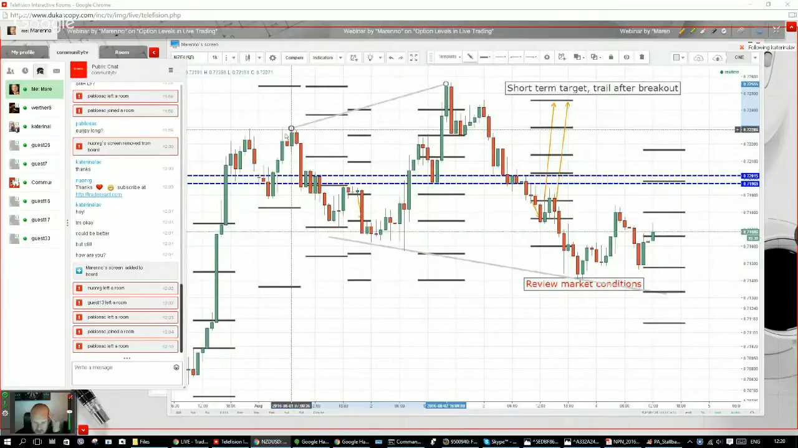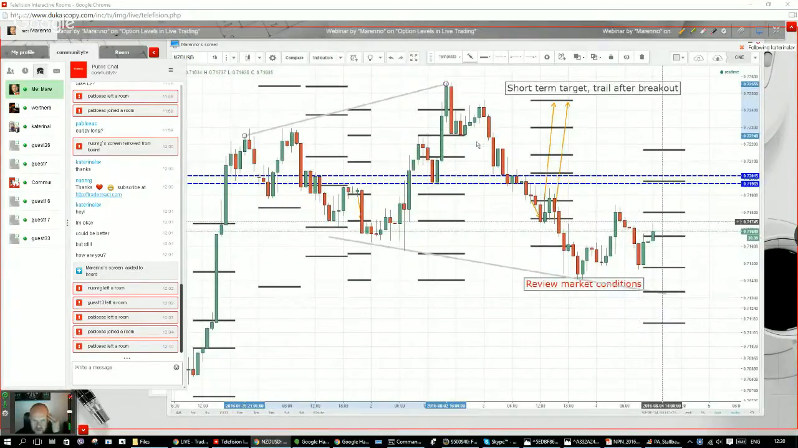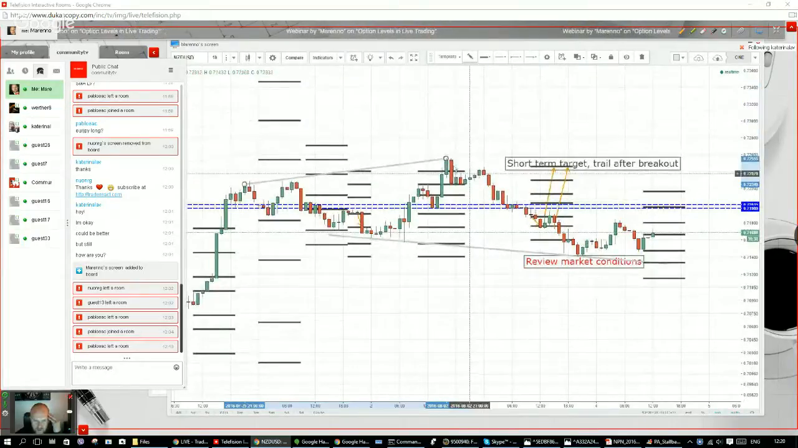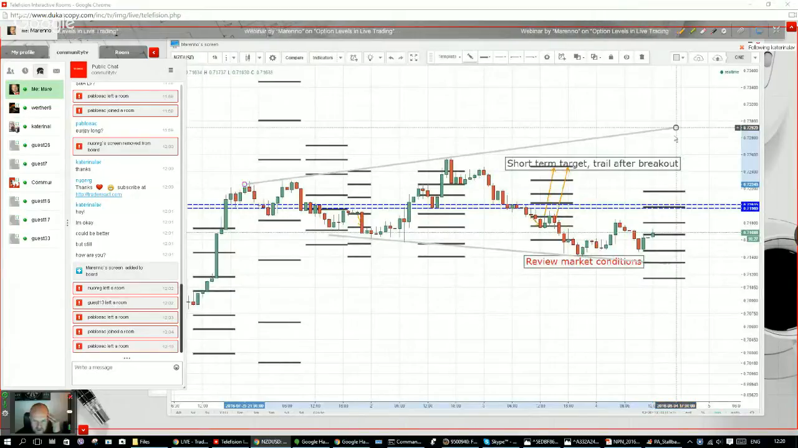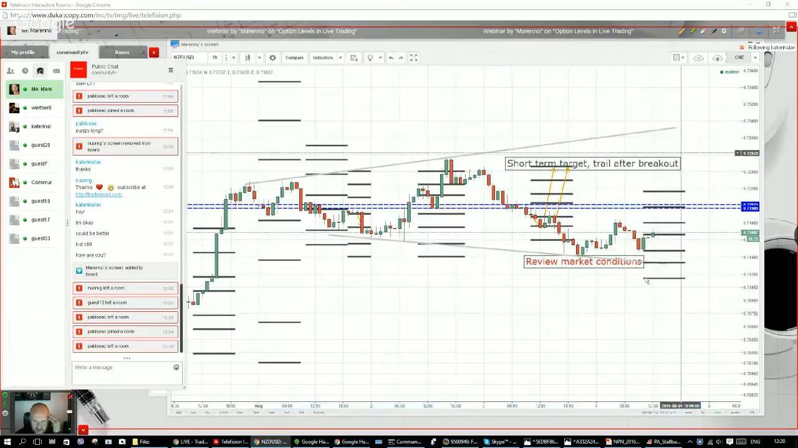So the price can actually bounce off here, go towards this level here, you see. So it can go all the way up here, or it can give us a wick towards here and then go all the way down. So that's something that can happen.